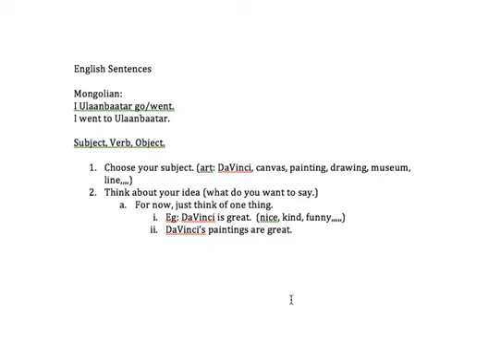Then you think, well, it's not exactly what I want to say. I want to talk about the Mona Lisa. So you say the Mona Lisa is amazing, popular, whatever it is. So think about your idea and then think about what subject goes into the sentence.